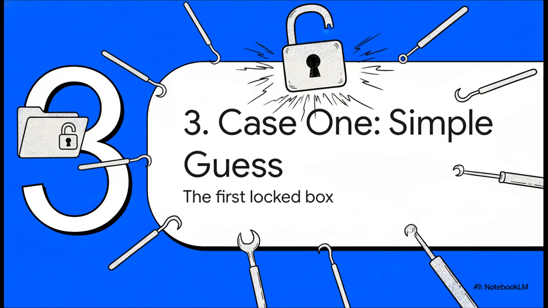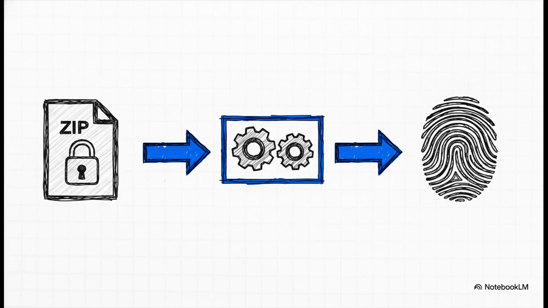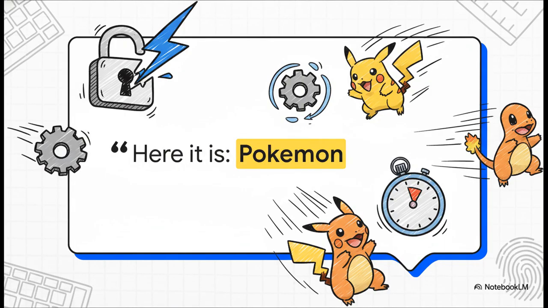All right, time to put our locksmith to the test with our very first file. This is where we get to see just how fast a simple lock can be picked. Now, we can't just give the zip file directly to our tool. We have to use a little helper program, zip2john, to basically translate the file's password protection into a language that John the Ripper can understand. And that language is the file's hash, its unique digital fingerprint. So we run the tool and there it is. Almost instantly the password pops up, Pokemon. Wow, that was incredibly fast.